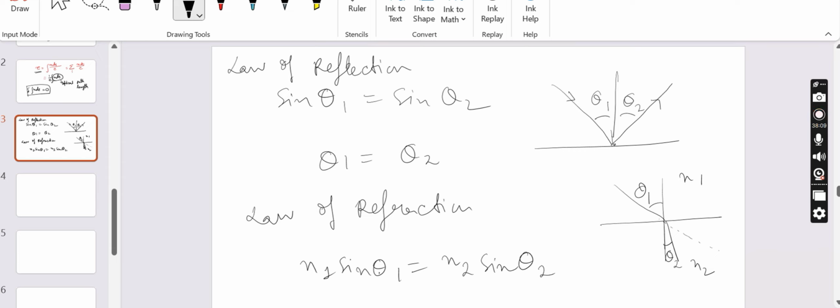And for refraction also, the incident ray, the refracted ray, and the normal to the interface must lie in the same plane.